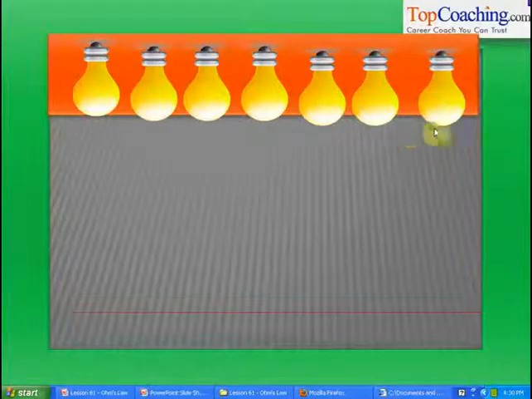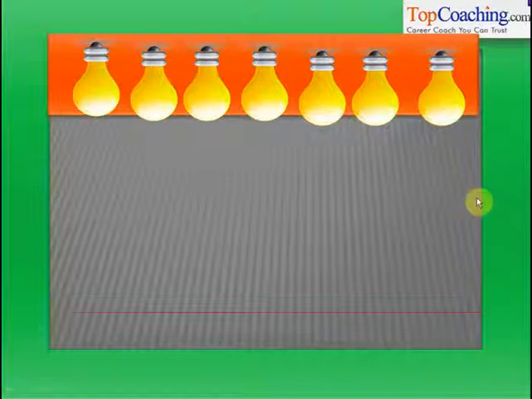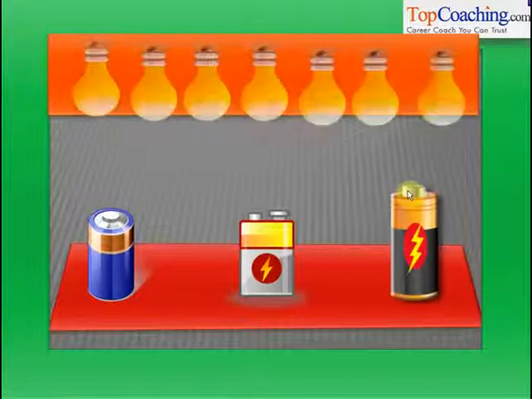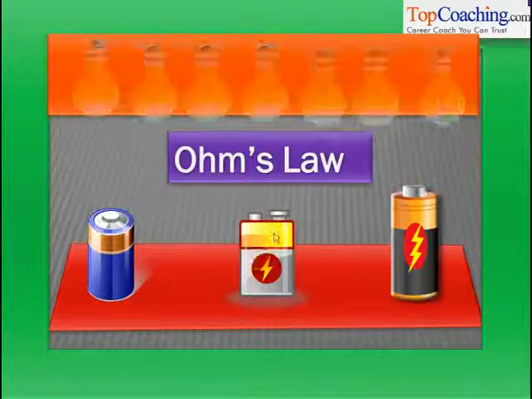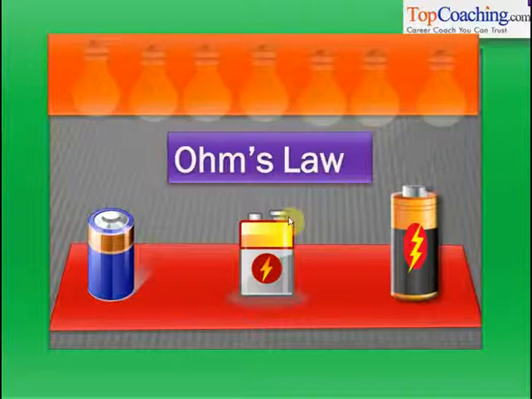Hi students, until now in the previous chapters we've learnt about electric current and we've learnt about electric potential. Now there is a law which links electric current and electric potential, and this law is called Ohm's law. In this chapter we will study in detail about Ohm's law, and we will even conduct an experiment to verify Ohm's law. Let's proceed.